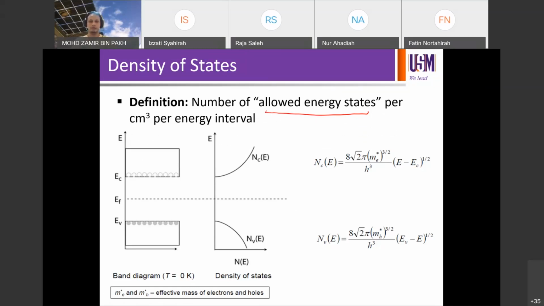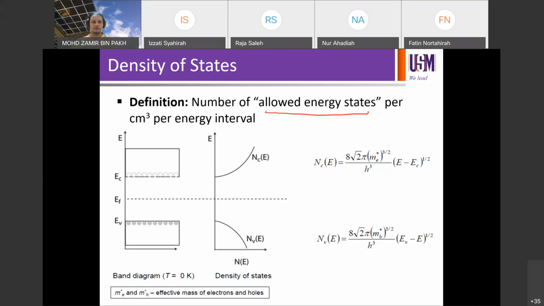For example, if you imagine yourself as an electron, and you and your friends are renting a room, and you want to know how big the size of that room is, so that you know how many can occupy. So the size of that room is pretty much similar to density of states. How big is the room, and then you can decide how many of you can occupy that room, or that dorm. Okay, so it's a number of allowed energy states per centimeter cube per energy interval.